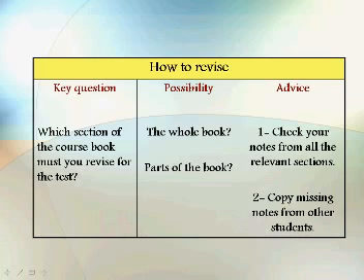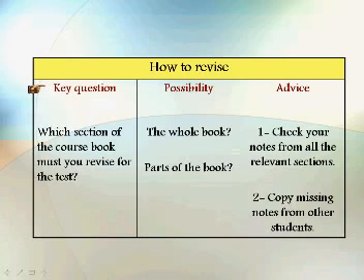Okay? This is how we organize information into a table. We start with the key question. For example, you can ask yourself, which section of the course book must you revise for the test? Course book, of course, means the course you are studying. Like, what is your course book? It's the UAE English Skills. Yeah, this is your course book, the book you are going to be examined in. So which section of the course book must you revise for the test? This is one question you have to ask yourself.